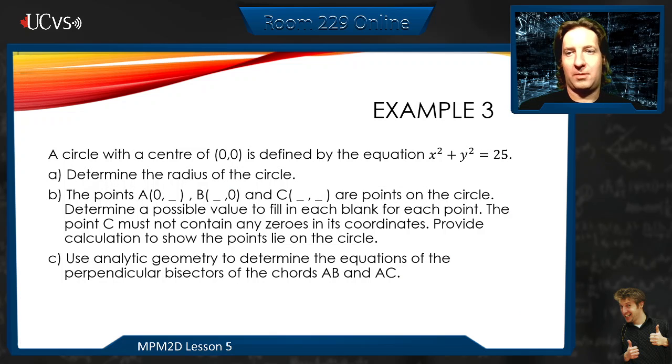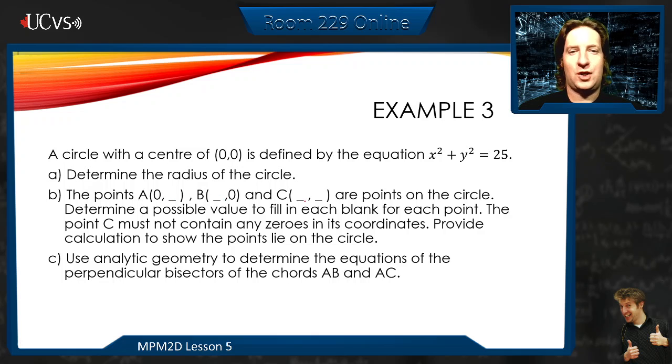So let's try a bit more complicated question here. Let's say we have a circle with a center of 0, 0. So the origin is 0, 0, the middle of the Cartesian coordinate system, and it's defined by the equation x squared plus y squared equals 25. The first part of the question asks us for the radius. That's pretty straightforward. And part B here. So we have 3 points on the circle. A is 0, something. B is something, 0. So this will be an x-intercept, and this will be a y-intercept.